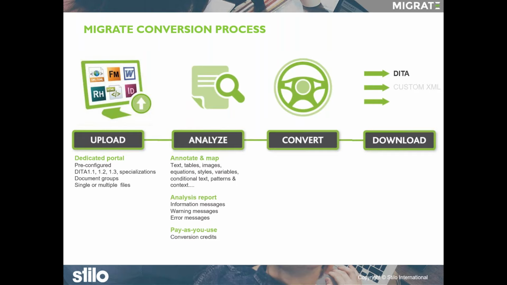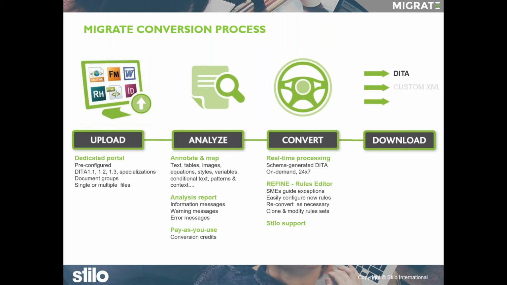After the portal is pre-configured, the next step is for Migrate to analyze the document. At this point, Migrate creates an intermediate XML format, and in doing so, Migrate is not just mapping styles, it's also processing any tables, handling equations, looking at conditional text, patterns, and context matching. The characteristics identified through the analysis are then annotated and mapped to the target data. Since Migrate works as a pay-as-you-use system, the analysis will also calculate the cost to convert each document using what we call conversion credits. Each conversion credit converts 1,000 characters, not including the white spaces.